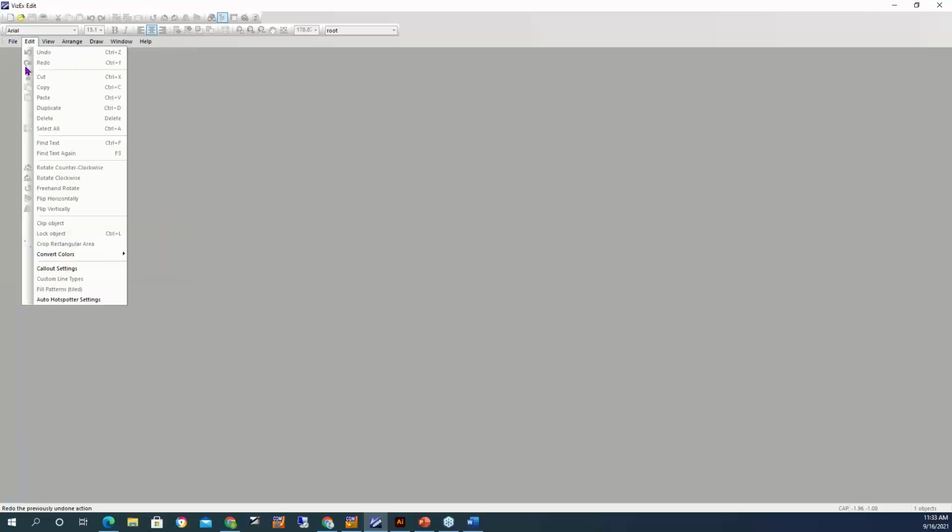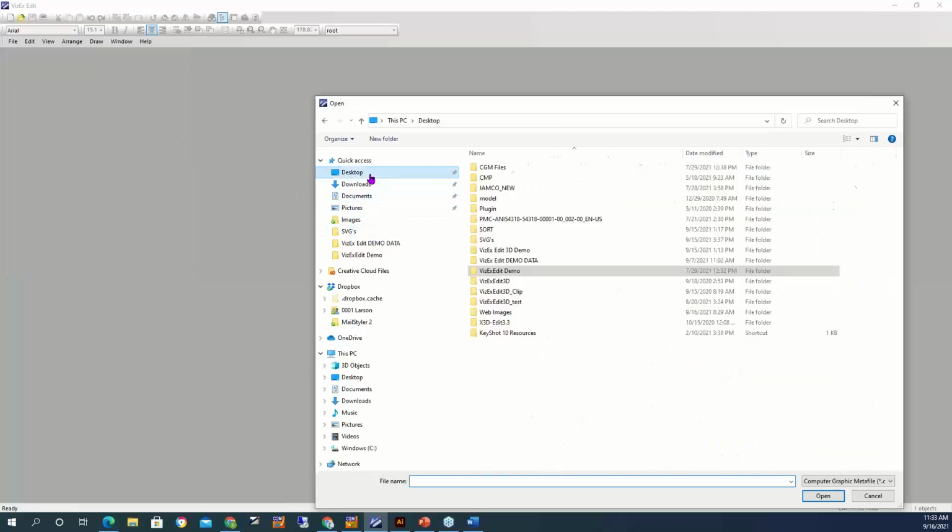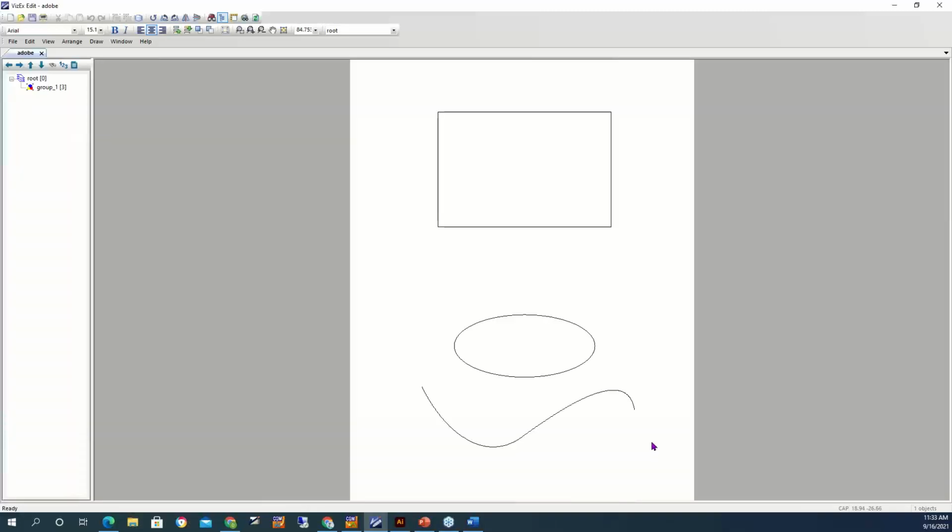VisX Edit, and we'll open that file. So let's say open, and we'll just go to the desktop, and we'll look for an SVG file. So we've opened the file. Looking good. I think it's grouped, so we can ungroup it. There we go. So we've got our rectangle and so forth.